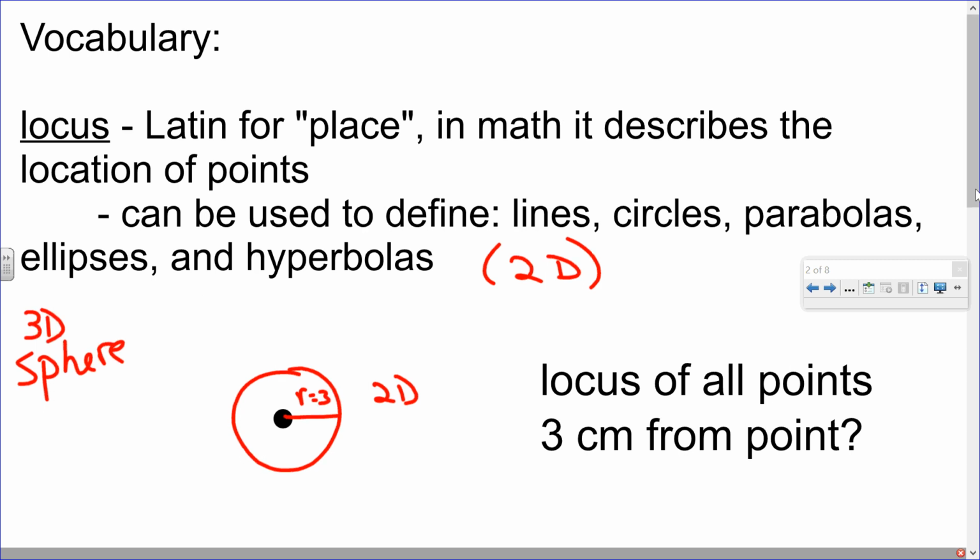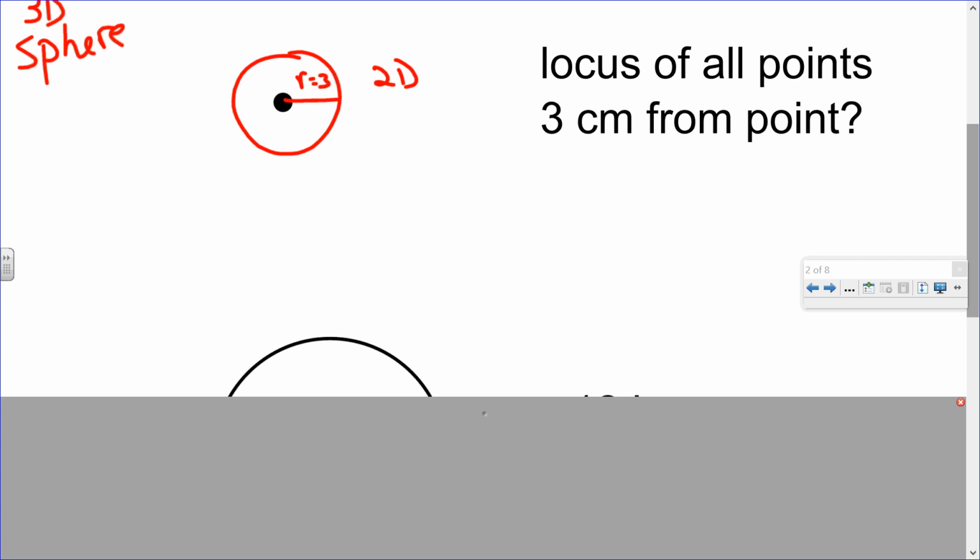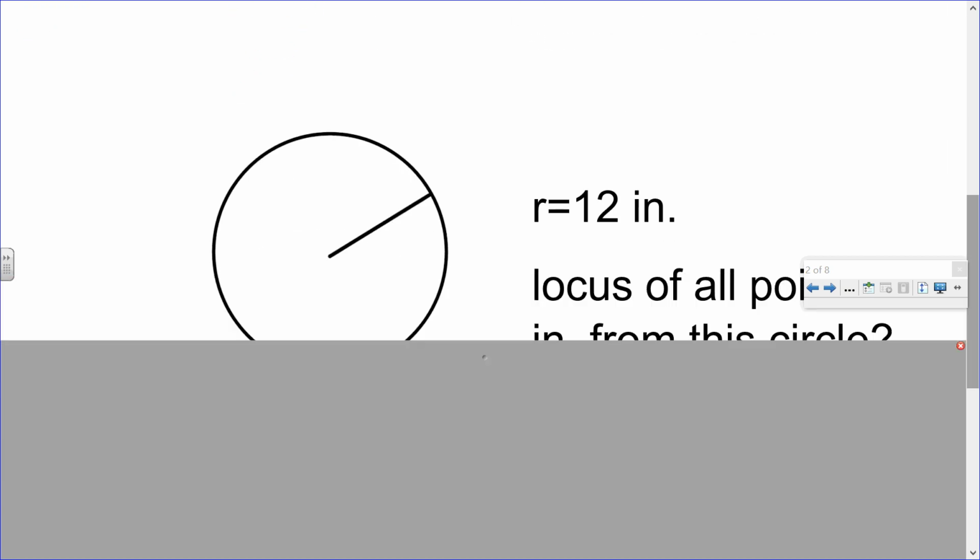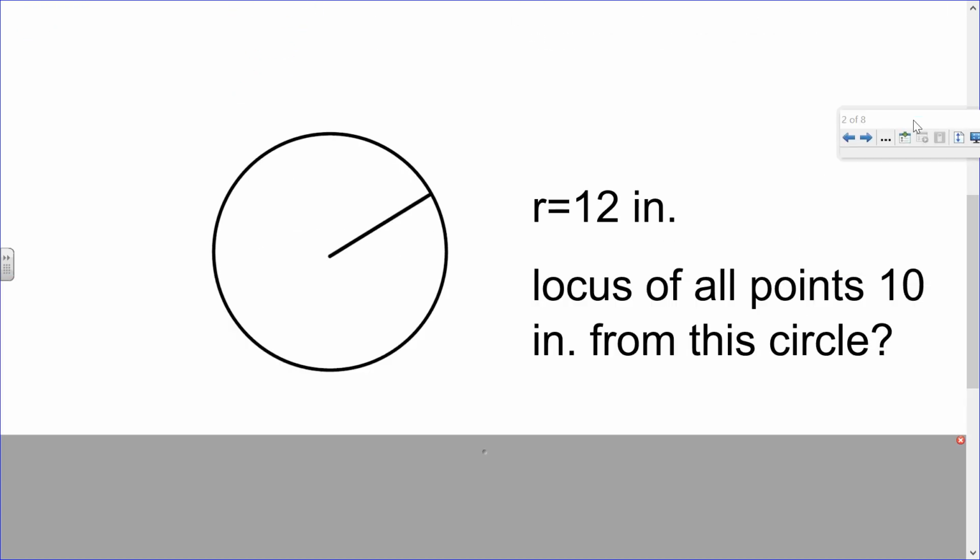Let's get a couple that are a little bit different just for the fun of it. Let's suppose now that I started off with a circle that had a radius of 12 inches. For this one, I'm going to stick with the flat 2D surface of the whiteboard. If I took everything that was 10 inches from this circle, what would I have? If I went 10 inches away from that circle, what would I get?